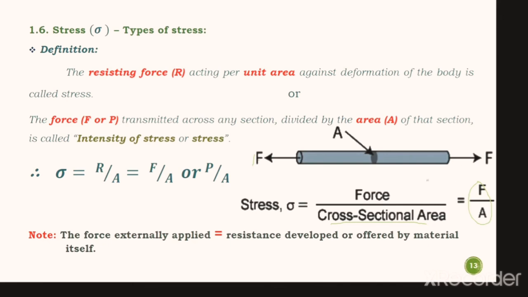Okay, or you can write R by A also, nothing wrong. So what will be the direction of R here in the diagram? So let me show you. This is R. Of course you can represent it anywhere. Okay, some people do it exactly at the midsection. Okay, no problem with that. So this is the final equation for stress. Okay, so as a note, once again, force applied externally is equal to resistance developed or offered by the material itself.